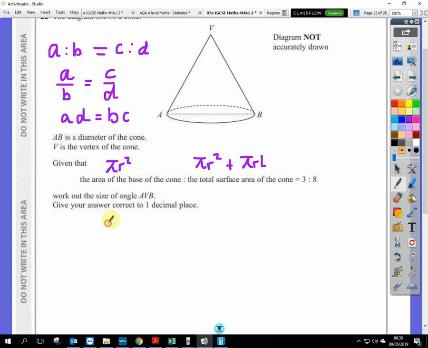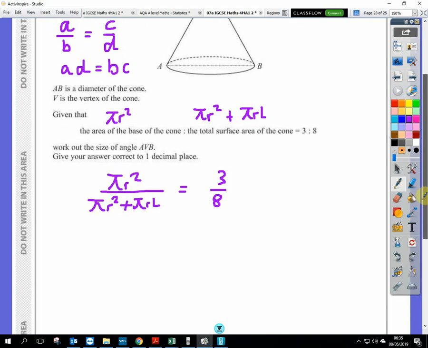So if I start with the fractions, then I have pi r squared over pi r squared plus pi rl is equal to 3 to 8. Now remember, you can't cancel pi r squared with a pi r squared, and that's because pi r squared is not a common factor. Because of this plus here, that means you can't cancel it.